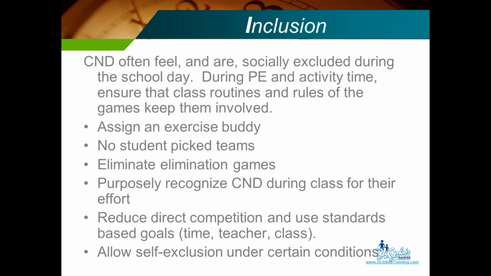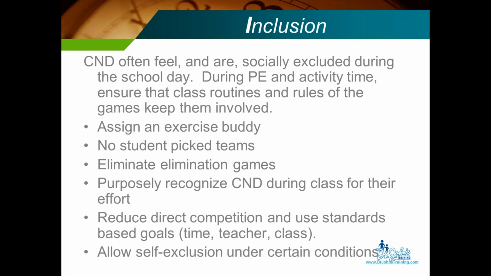If they feel like they're being recognized, again, reinforced behaviors repeat themselves, and we want to help the kids believe that they're doing the right thing and stay on task. We want to reduce direct competition and use standard-based goals. So we're going to have the kids compete against the clock. They're going to compete against the teacher, or they're going to compete against a standard established by another class. Always cooperative competition.